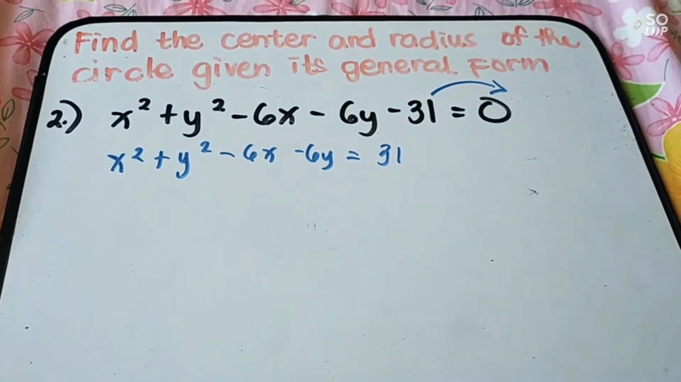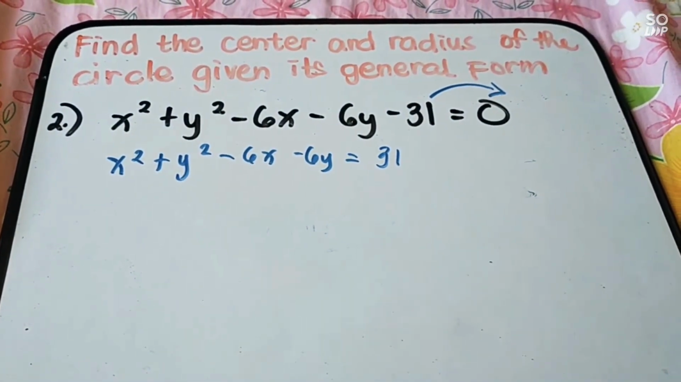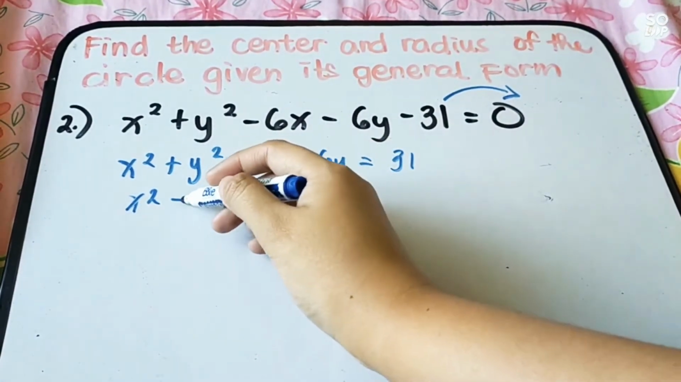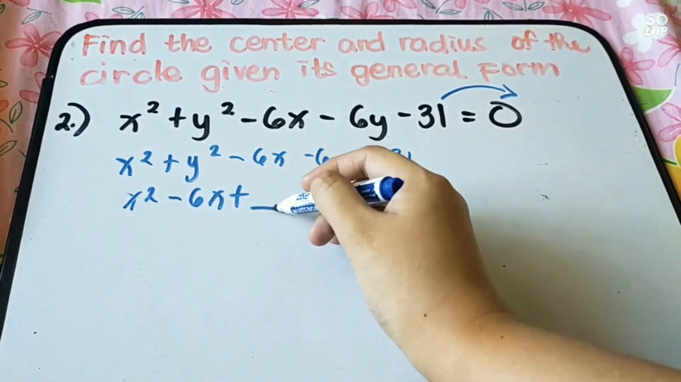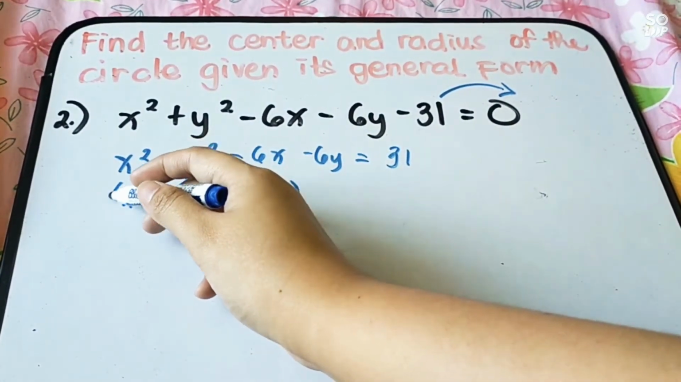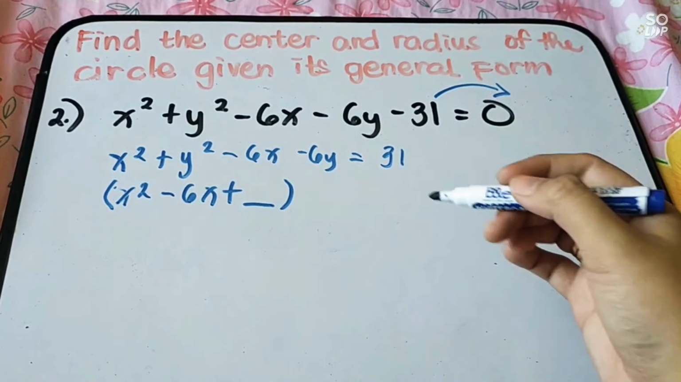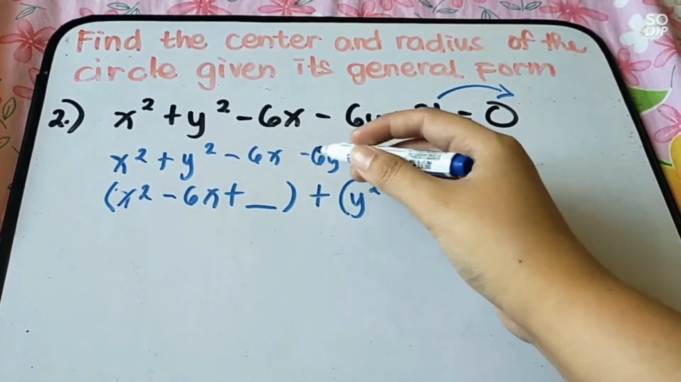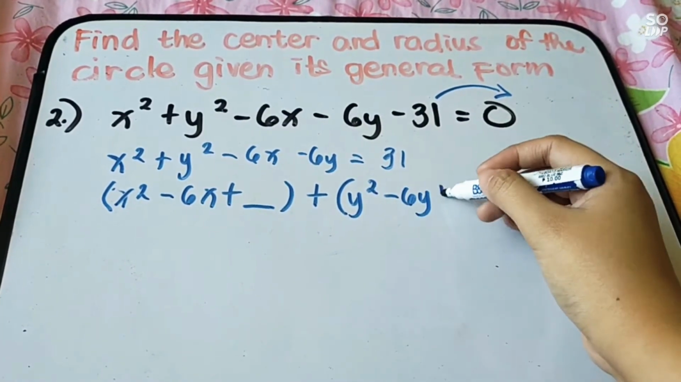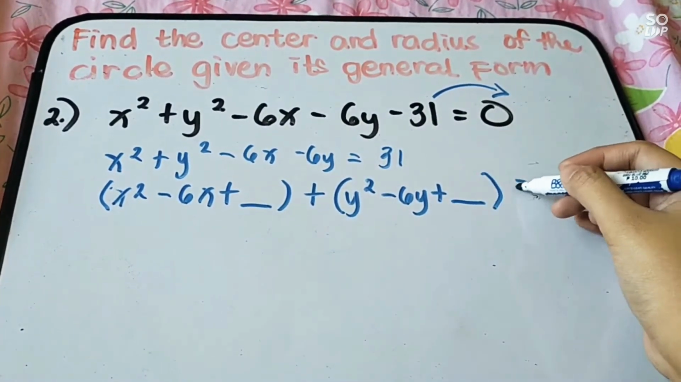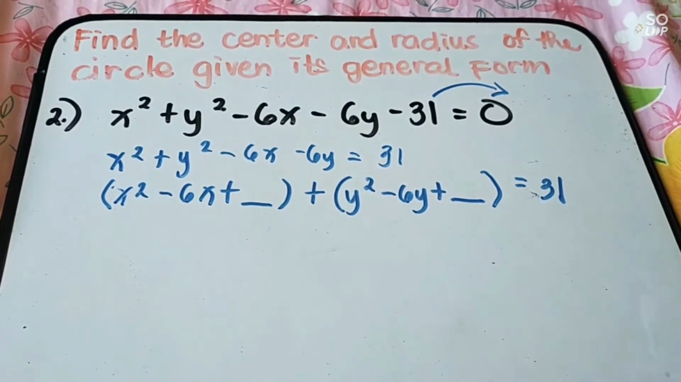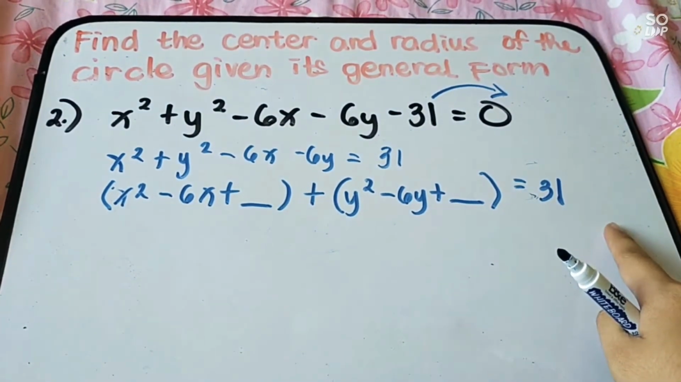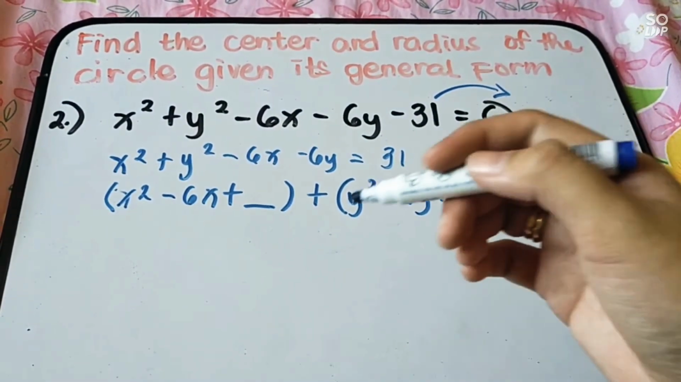Ngayon, pagsamahin mo ngayon yung mga x at saka yung y. So, x muna tayo. X squared minus 6x plus blank. Maglagay ka na ng blank. Then, open and close parenthesis, kasi magko-complete the square tayo. Plus, yung y squared naman. Y squared minus 6y plus blank is equal to 31. Then, kung ano yung ma-add natin dito, yun din yung ma-add mo sa kabilang side. So, clear? Let us complete the square.